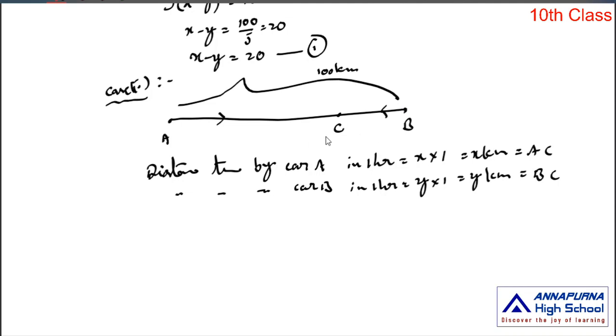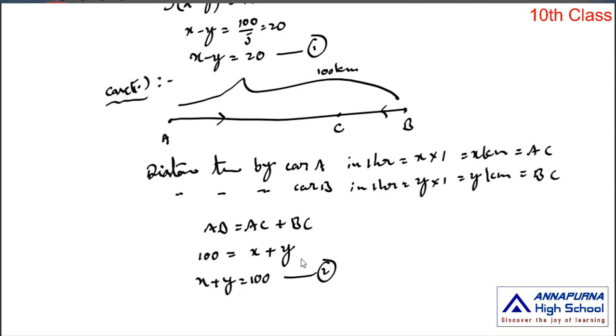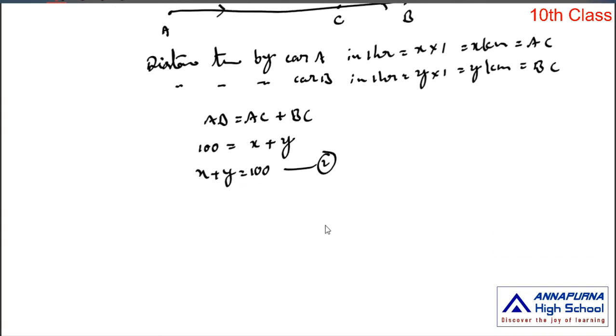So as per this diagram, AB is equal to AC plus BC. AB is equal to 100 kilometers, AC is equal to x and BC is equal to y. That means x plus y is equal to 100. This is the second equation. Now solve these two equations, either by the elimination method or the substitution method. Here I solve these two equations by the elimination method.